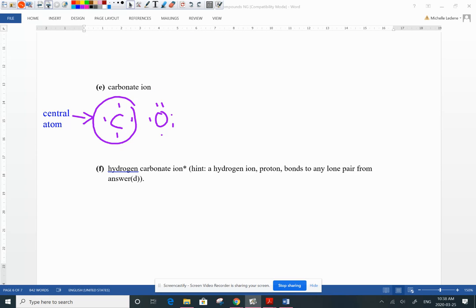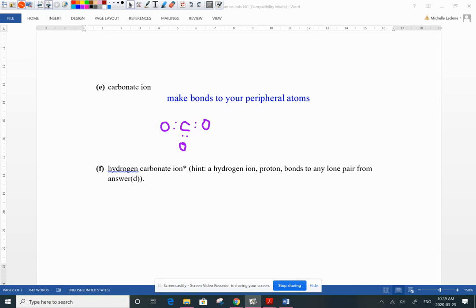First, we find our central atom. So we draw out our Lewis diagrams. Carbon, 4 electrons, oxygen, 6, and carbon has the highest bonding capacity of any atom. It's our central atom. Next, make bonds to your peripheral atoms. So carbon is going to go in the center, and there's 3 oxygens. So the 1 carbon in the center and then the 3 oxygens.